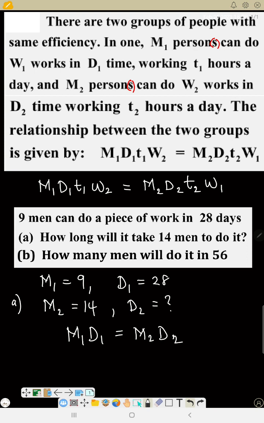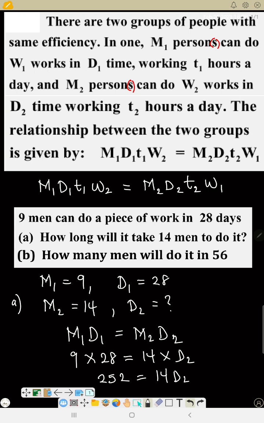So now substitute the values. M1 is 9 times D1 28. So M2 is 14 times D2. So you can multiply and divide. So now what is 28 times 9? So 9 times 8 is what? So you get 252. So then 14 times D2, that is 14 D2.